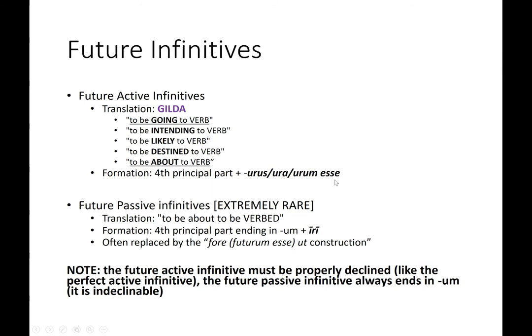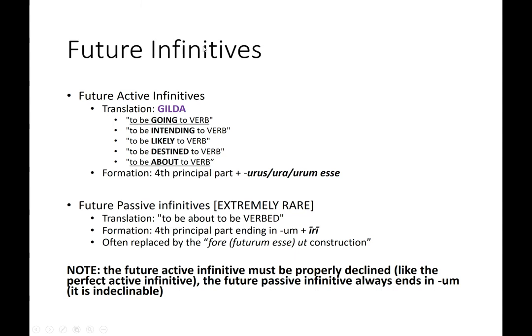infinitive esse. So this is a two-word form, just like the perfect passive was, except here you have urus, ura, urum, esse. So really the only difference between the future active and the perfect passive is an extra syllable, ur, that gets added in between there. Translation-wise, it's going to have the word to because it's an infinitive.